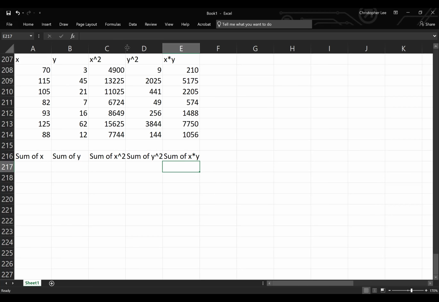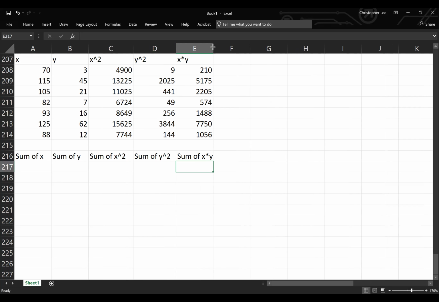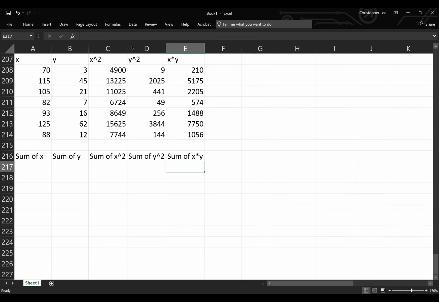No, no, the sum, like add them up. That's what I mean. So are we going to do 70 plus 115 plus 105 plus 82 plus 93, and so forth, add them all up? No, no, individually. Each column individually. So for x, it's just the 70 plus the 115 plus the 105 plus 82, etc.